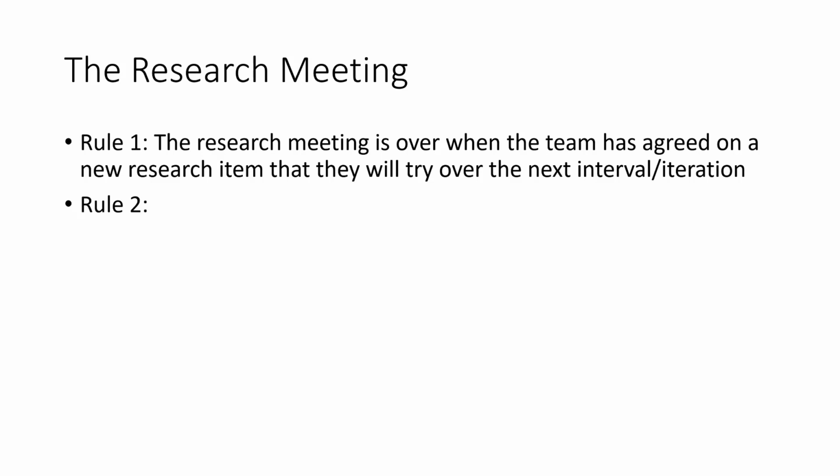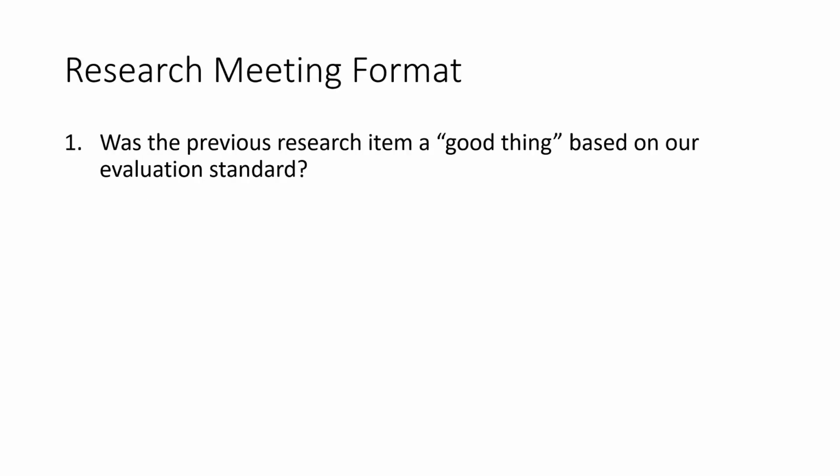So, how does it work in reality? What is the format really like? Well, the first thing we need to do is deal with whatever we decided to do last time. So we had a meeting before, we decided a research item. We have to figure out what happened with our research. What did we figure out? And more specifically, was the previous research item a good thing based on our evaluation standard?